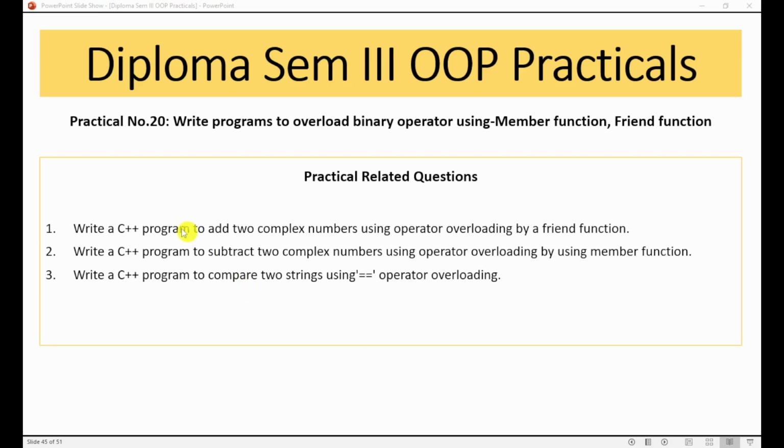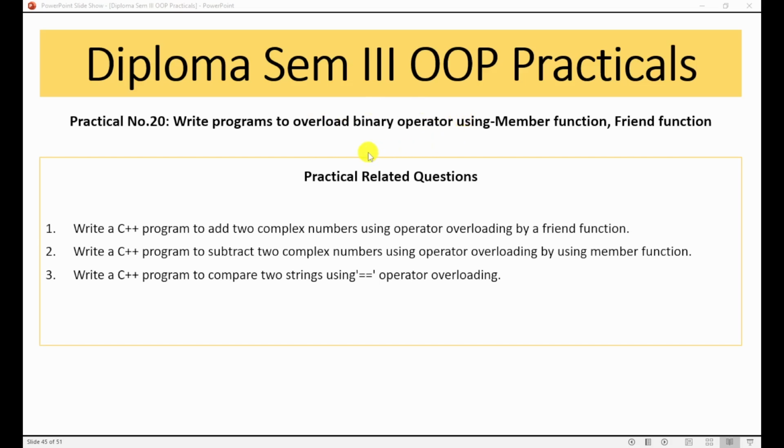In this video, we are going to see practical number 20 of object-oriented programming, which is under Diploma, Computer and IT, third semester, K scheme. So this practical is: write a program to overload binary operators using member function or friend function. In the previous practical, we saw what operator overloading is and how to overload operators, and that was regarding unary operators. In this practical, we are going to use binary operators.